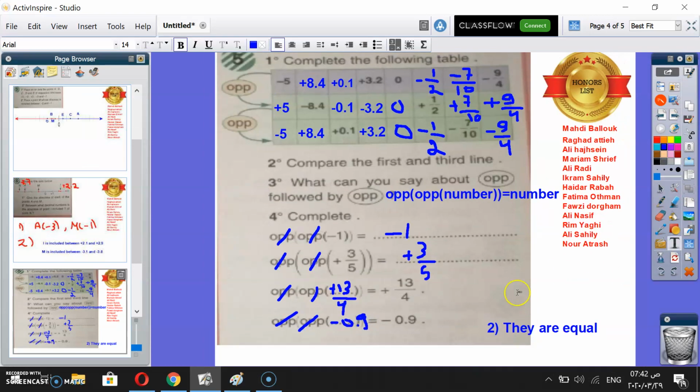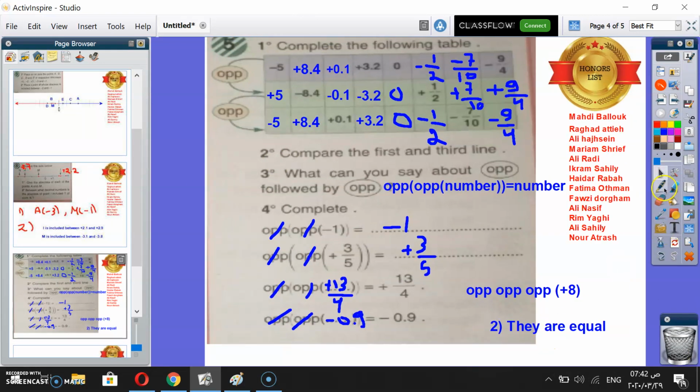What if I have three opposites? For example, opposite of opposite of opposite of plus 8. So each two opposites, they cancel each other. I will have here opposite and opposite cancel each other. So opposite of plus 8 will be minus 8.